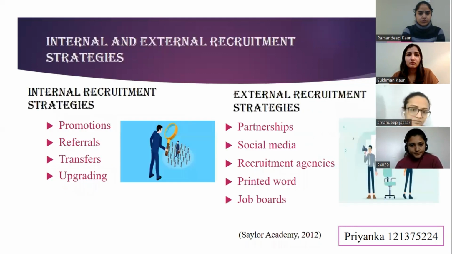Next, I will discuss internal and external recruitment strategies. First of all, I will discuss the internal recruitment strategies that involve promotion, referral, transfers, and upgrading. The first one is promotions. Promotion is the most common method of filling job positions. It involves identifying high potential individuals in the organization and promoting them to higher positions based on their eligibility criteria. Next is referral. An employee referral program is a recruitment strategy in which the employer encourages current employees to refer qualified candidates for jobs in their organization.